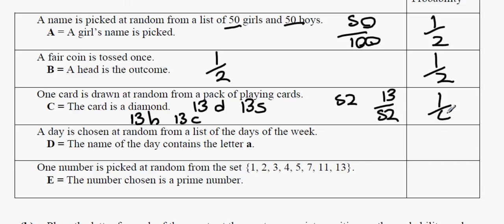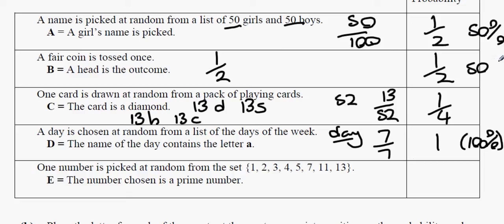A day is chosen at random from a list of days of the week. The name of the day contains letter A. Now remember, they all have A because they all end in the word day, and day has an A in it. So it's going to be 7 days out of 7 have an A in them. So it's going to be 1 or 100% chance. Okay. Now, this one here is a 50% chance. That's a 50% chance. If you want to do percentages, this is a 25% chance.